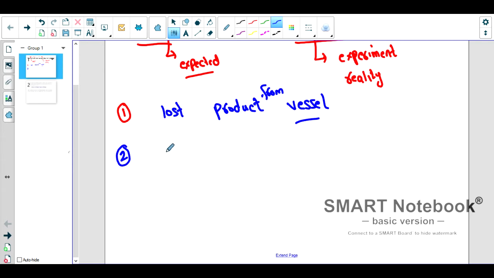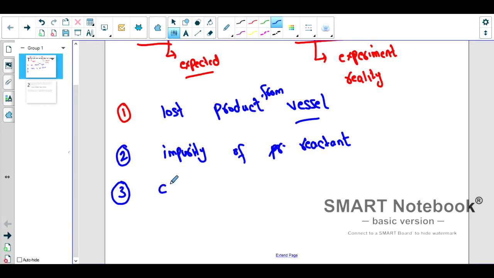Second reason, impure reactant. On paper, when you are doing the calculation, you take 100% pure reactants. But in reality, it is possible that the reactant you bought is not pure. It has some impurity which will affect the yield. Yield is basically the output, how much product you are going to get, and it will affect the process.